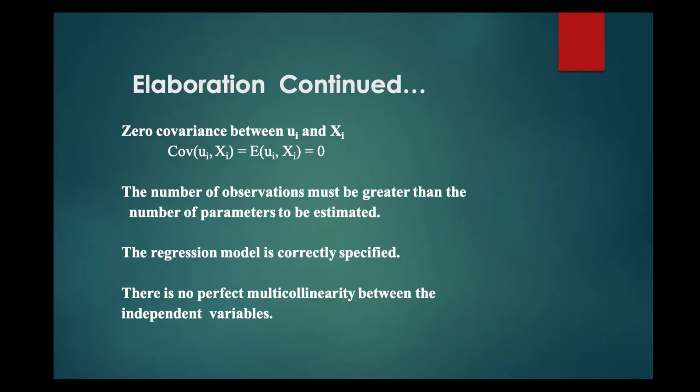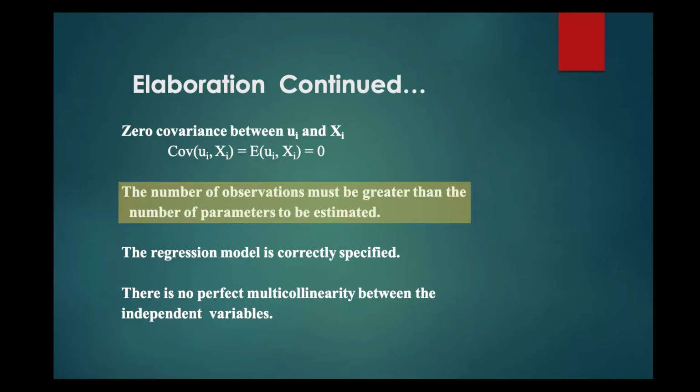Now we move on to zero covariance between Ui and Xi. This is basically the problem which occurs in a growth equation or in panel data, where we find that there is a relationship between the error and the explanatory variable. So the covariance must always be 0 for OLS to apply. Otherwise, there will be a problem of endogeneity in this entire data set.